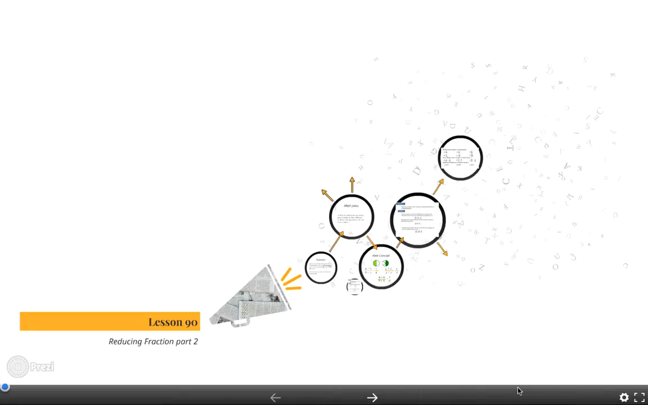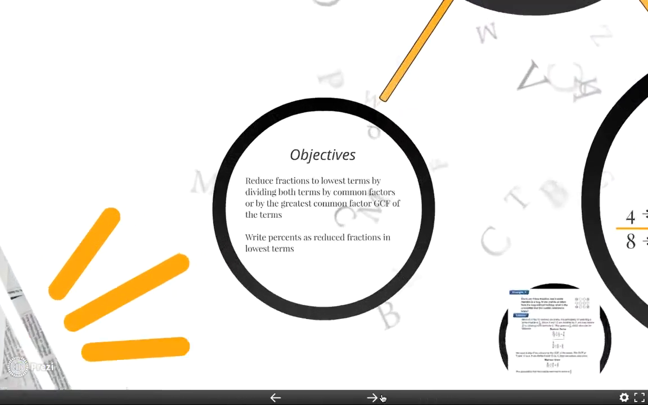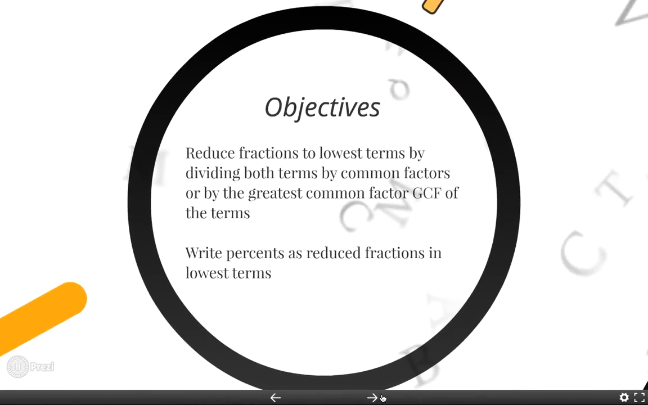We're on lesson 90, reducing fractions, part 2. Your objective for today is to reduce fractions to lowest terms by dividing both terms by common factors, or by the greatest common factor, which is known as the GCF of the terms. And also, you're going to be able to write percents as reduced fractions in lowest terms.